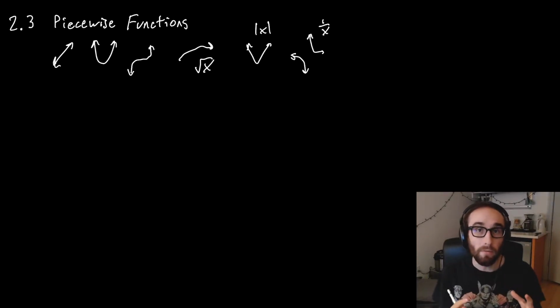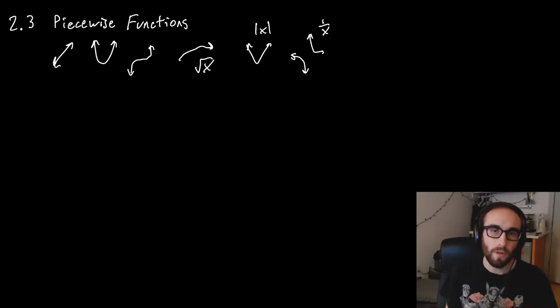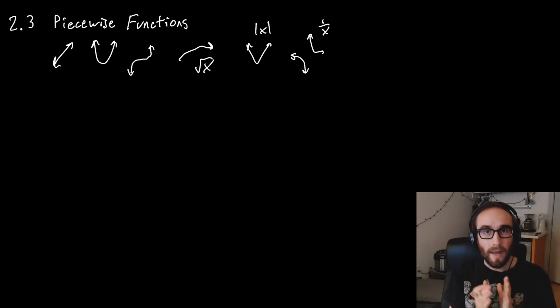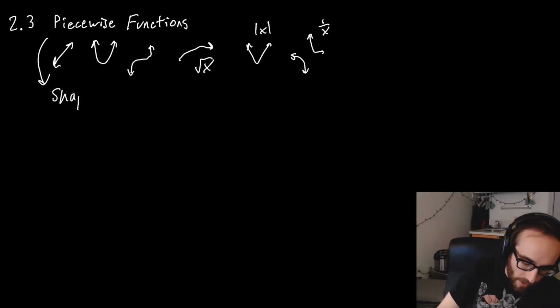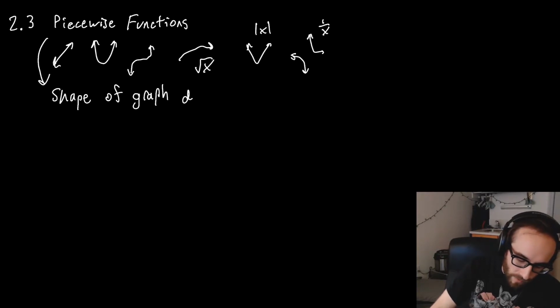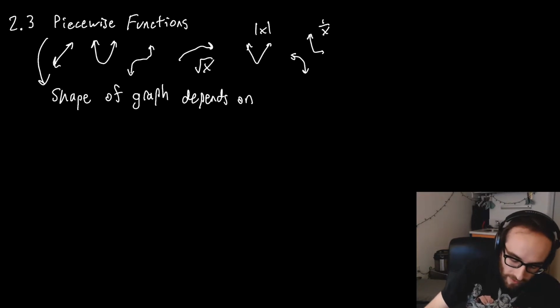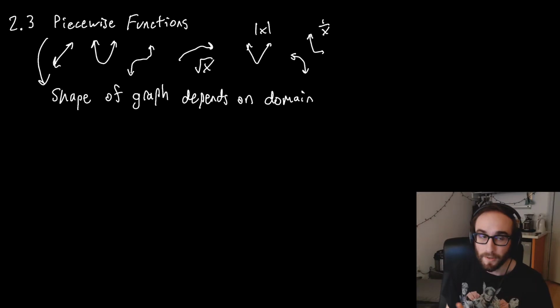The main part of this section is on piecewise functions. So piecewise functions have to do with graphing functions where we restrict the domain, and depending on the domain, our graph has a different shape. So the shape of the graph depends on what x values we're looking at. So it depends on the domain. So we're restricting the domain in some way.